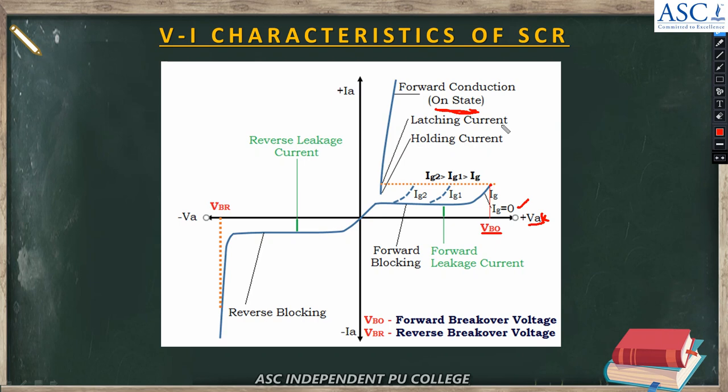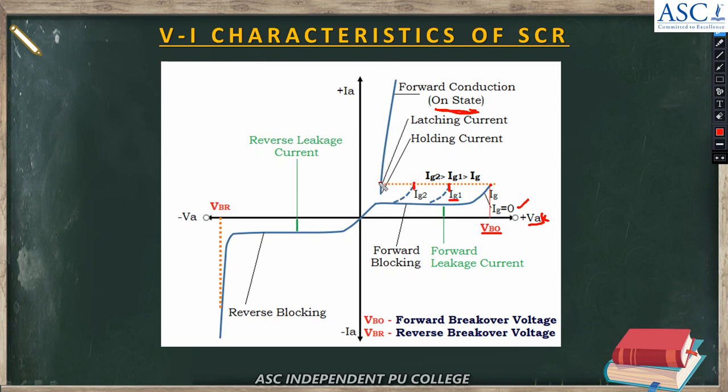That is case 1. Next case, when IG is applied, that is, gate current greater than 0 ampere. Here I consider three cases: case 1, IG equal to 0; case 2, IG1; case 3, IG2. Here IG2 is greater than IG1, which is greater than 0 ampere. When gate current increases, anode current also increases. At that point junction J2 breaks earlier compared to the previous case. From this point it starts conducting, and in the same way from this point it starts conducting.